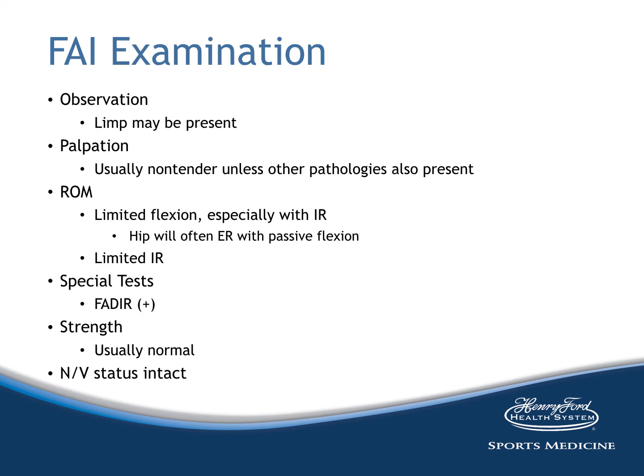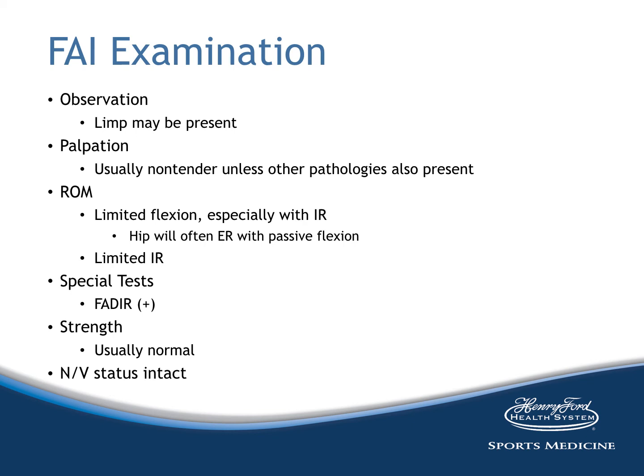On physical examination, a limp may be present. They're usually non-tender to palpation. Range of motion is typically limited in flexion, especially with internal rotation, and the hip will often externally rotate with passive flexion. When you test internal rotation alone, you may also find limitations, and a FADIR test, flexion, adduction, internal rotation test, may be positive for pain. Strength is usually normal, and neurovascular status is intact.